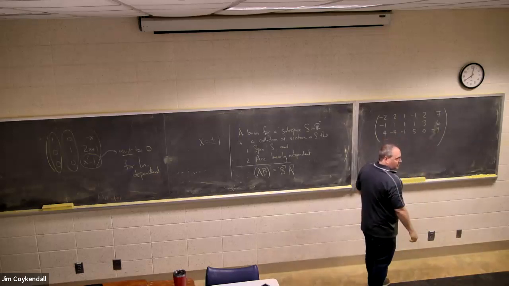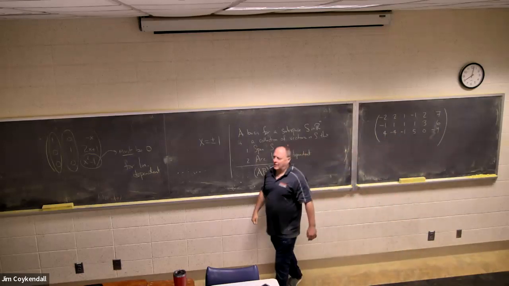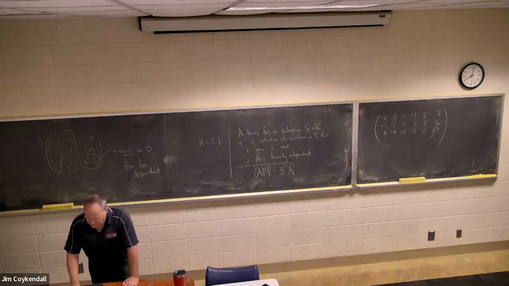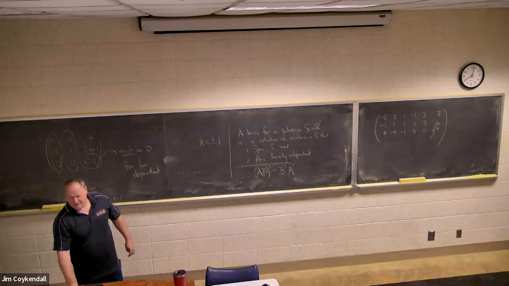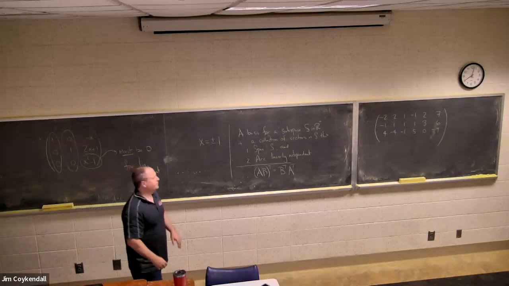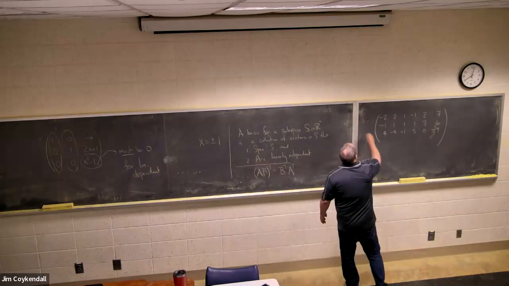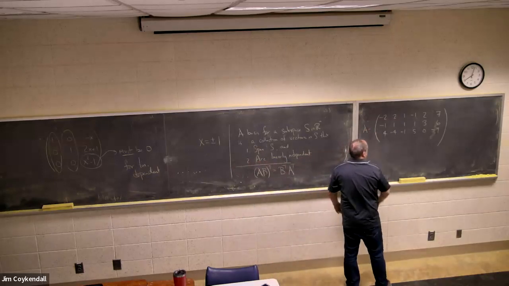Okay, so we've got this awful 3x6 matrix. So parts A, B, C: find a basis for null A, find a basis for column A. The good thing is these problems kind of go hand in hand, right? So let's row reduce this thing.